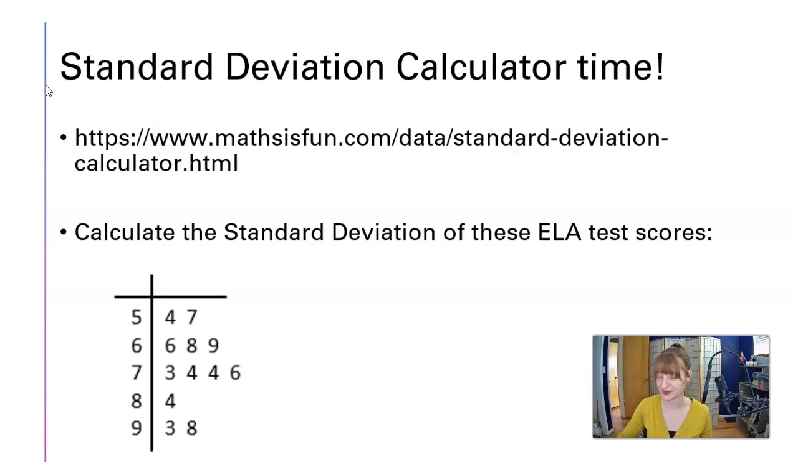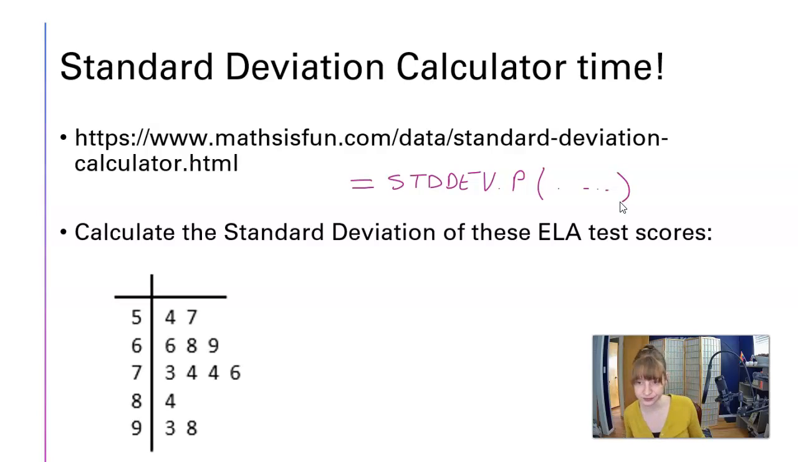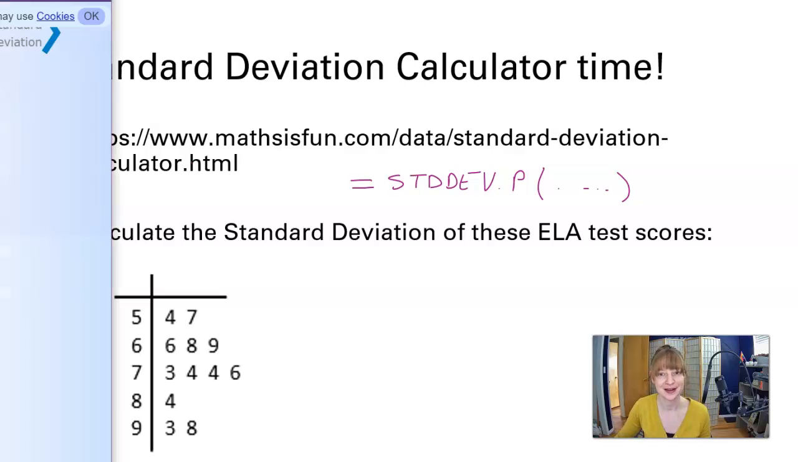There was a way we had in Excel, a formula that said equals STDEV.P. Remember, the P is for population, and then we put in our range of our data. So you can calculate it in Excel if that's easier for you. So I'm over here in this website, and I'm just going to type these in really quick off screen so I can see both of these screens at the same time.